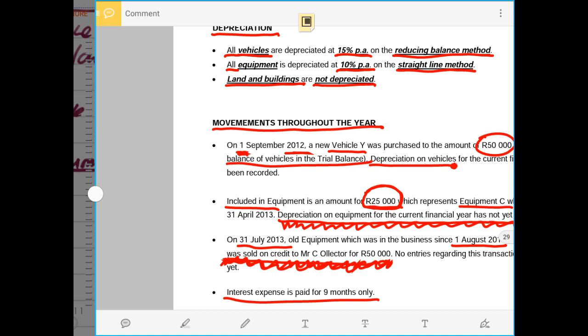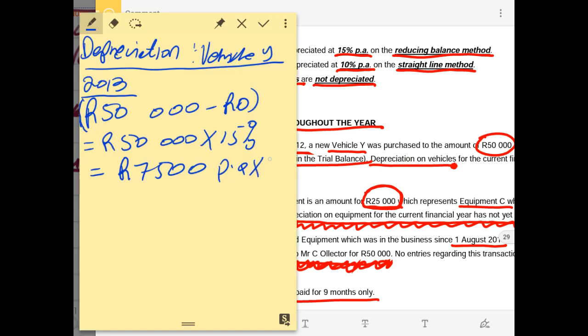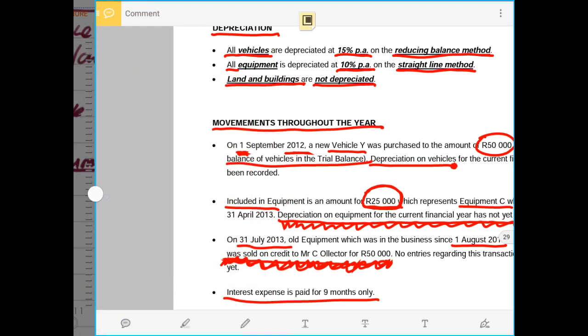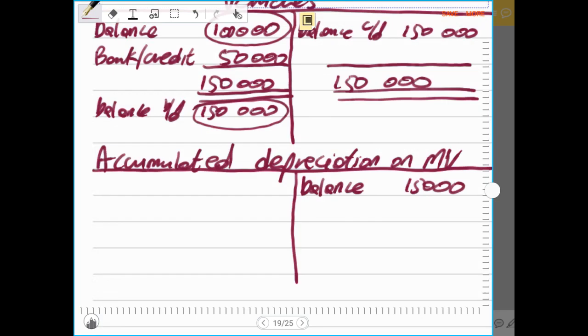Let me count once again. September, October, November, December, January, February, March, April, May, June, July. So it's only 11 months. Hence, we have to multiply that by 11 over 12. Then that will give us a depreciation for only 11 months in the current accounting period for vehicle Y. And that gives me 6,875 rands. So now I can immediately go and record the depreciation for the current year for motor vehicle Y.